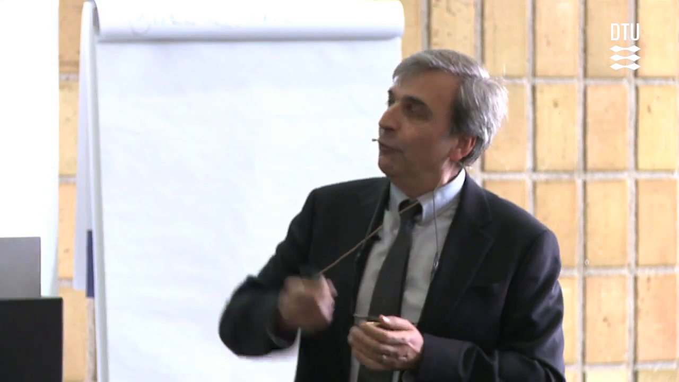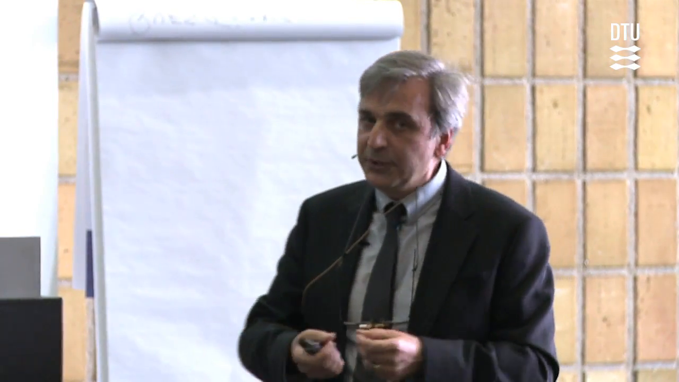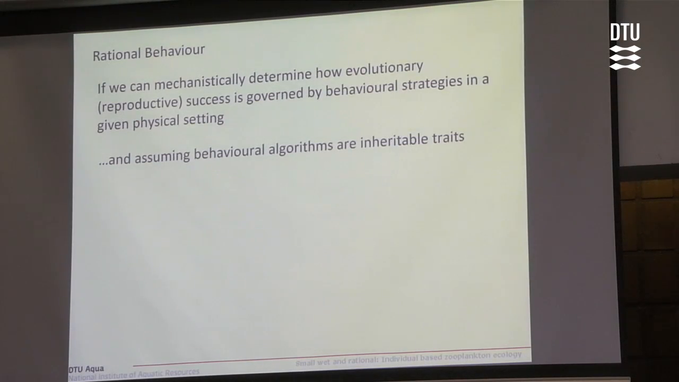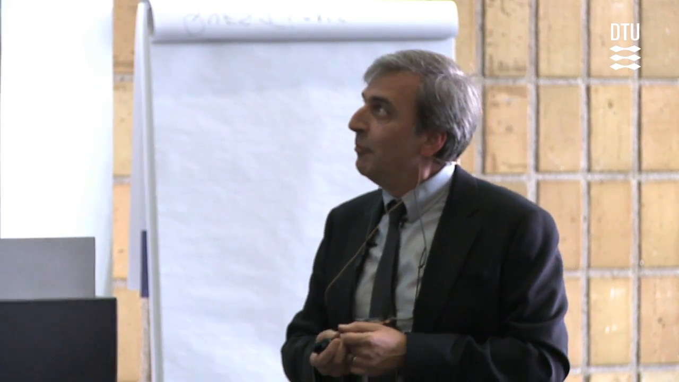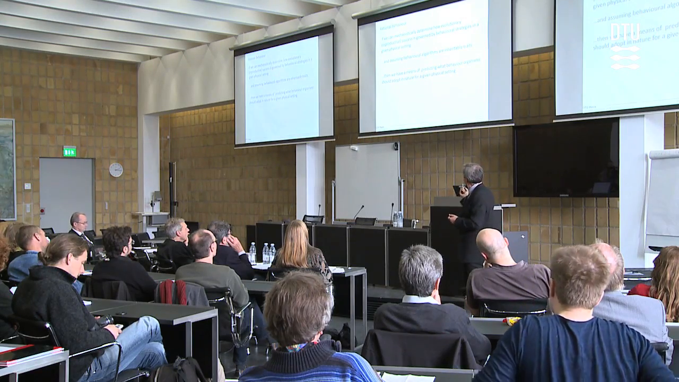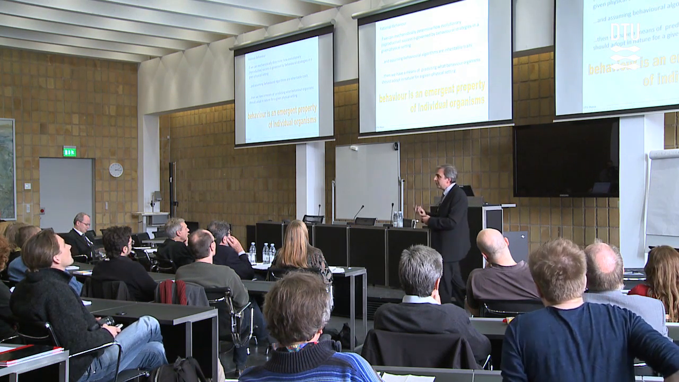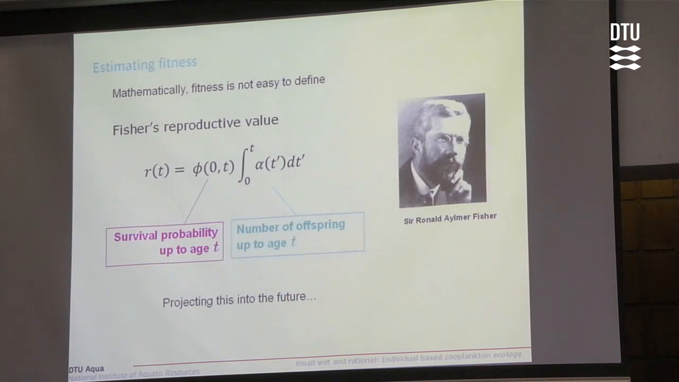So if we can mechanistically determine how evolutionary, in other words reproductive, success is governed by behavioral strategies in a given physical setting, and assuming that behavioral algorithms, these little bits of computer code, are inheritable traits, then we have a means of predicting what behavior organisms should adopt in nature for a given physical setting. In other words, the behavior of these organisms is simply an emergent property of individual organisms.